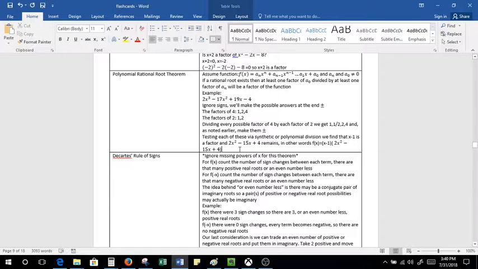So this is just a way of trying to whittle down guesses at what the factors might be if they exist. That's the point of the polynomial rational root theorem. And remember how we said this plus or minus? Well, there's a way to reduce the number of guesses even further.